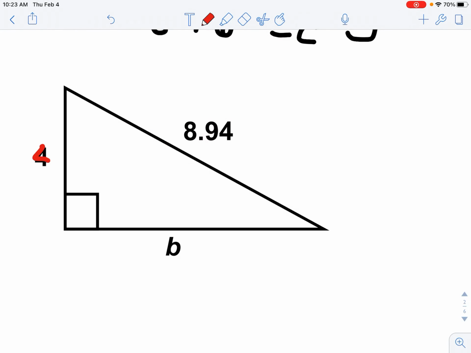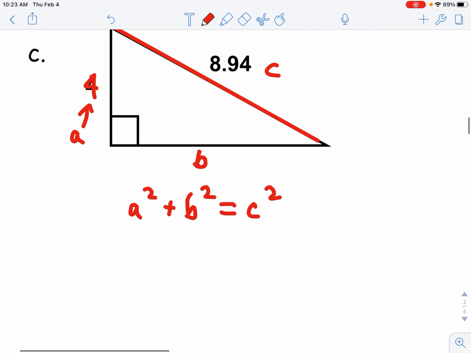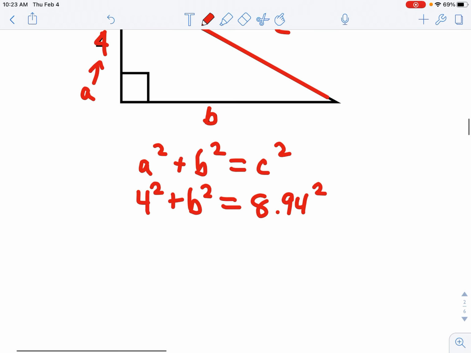All right. This time I have 4, B. All right. So 4 is A, B is B, and then remember the hypotenuse is C. So what's interesting about this one is we're actually finding, hold on, let me rewrite this. We have A squared plus B squared equals C squared. All right, I know A is 4, I don't know B, and in this particular case, we have 8.94 squared for C. All right, so realize we don't always have to find C. You can find A, you can find B, you can find any of those letters. All right, in this particular case, we're finding B.